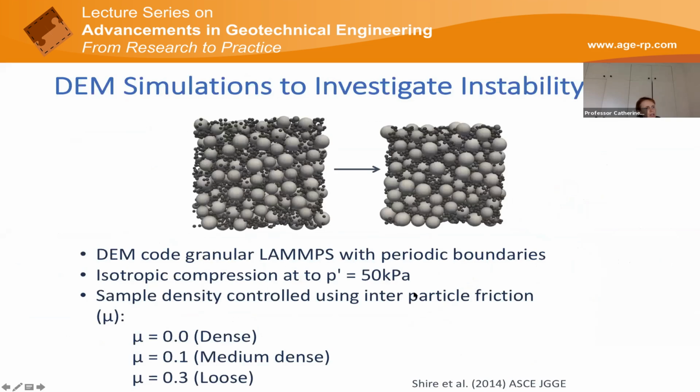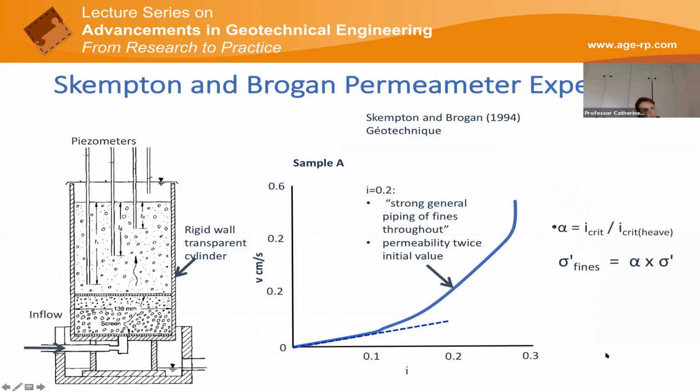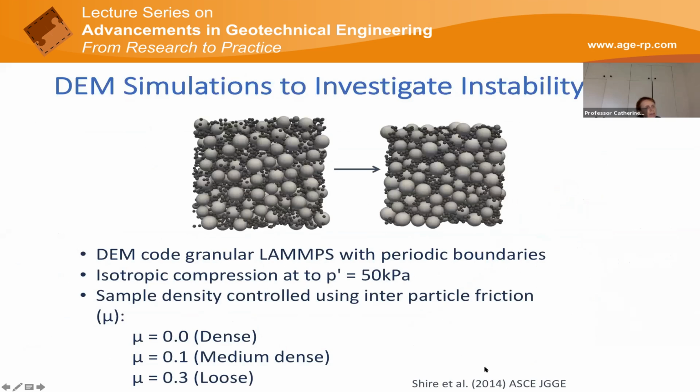So based on his permeameter tests and looking at these data, Skempton estimated that the stress in the fines was about 0.2, because that's when he started to see strong piping of the fines. And we revisited this idea by carrying out DEM simulations of gap graded materials.